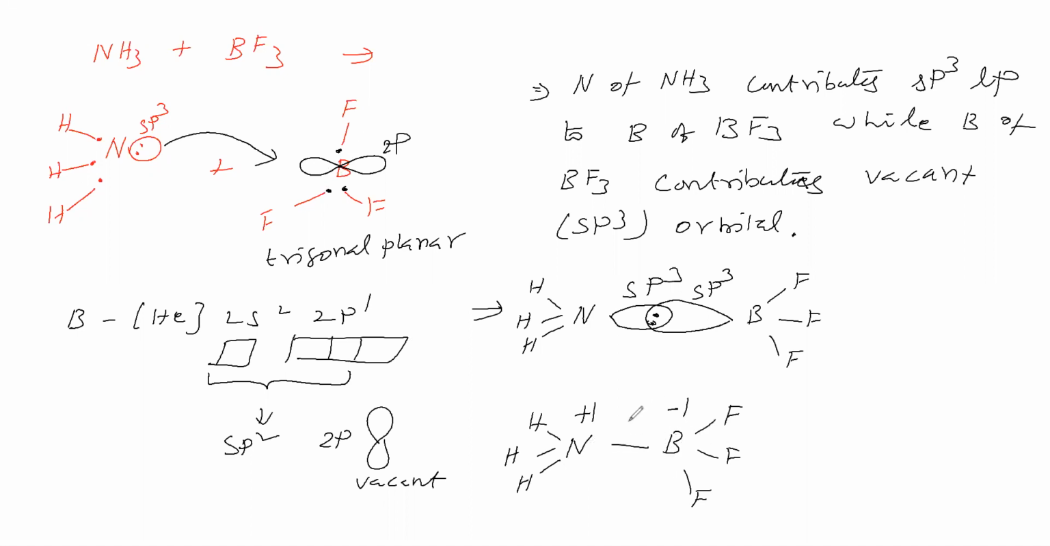Okay, so this is a dative bond. Between nitrogen and boron, a dative bond is created. Here nitrogen has formal charge +1 because of loss, and boron has formal charge -1 because of gain. So this is about a dative bond. Next, this is sp3, in the sense its shape is tetrahedral.